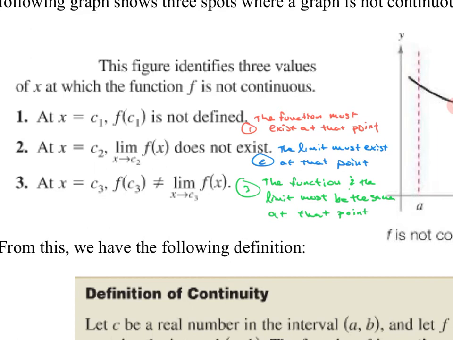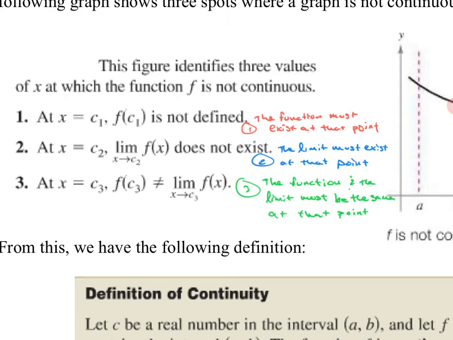Those are the only three reasons that you can cite to say a function's discontinuous. A lot of people like saying, oh, there's a hole, or there's a jump, or there's a gap. Those are not mathematical reasons as to why something would be discontinuous. The only three reasons that you can state as to why a function is not continuous, which is called discontinuous, at a point, is either the function doesn't exist at that x value, the limit doesn't exist at that x value, or the function is not equal to the limit at that x value.